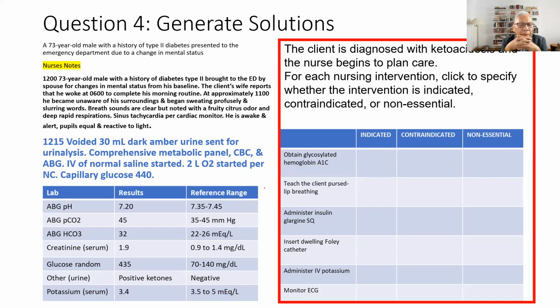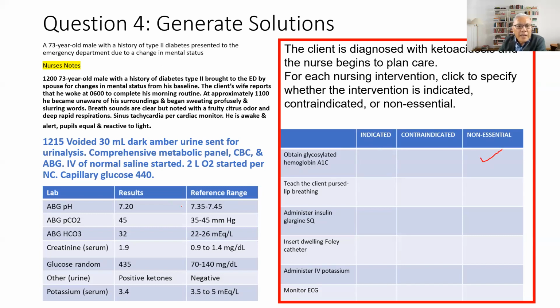Glycosylated hemoglobin, A1C. What is glycosylated hemoglobin A1C? It reflects the glucose status of the patient for the past 3 months. Are we interested in finding that out now? No, right? So it's non-essential. Very good, non-essential.